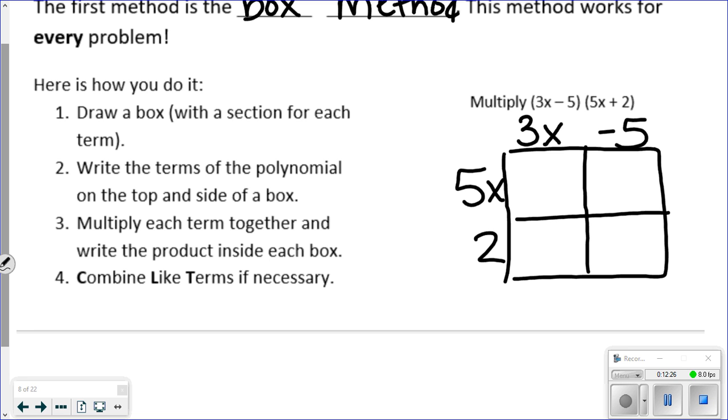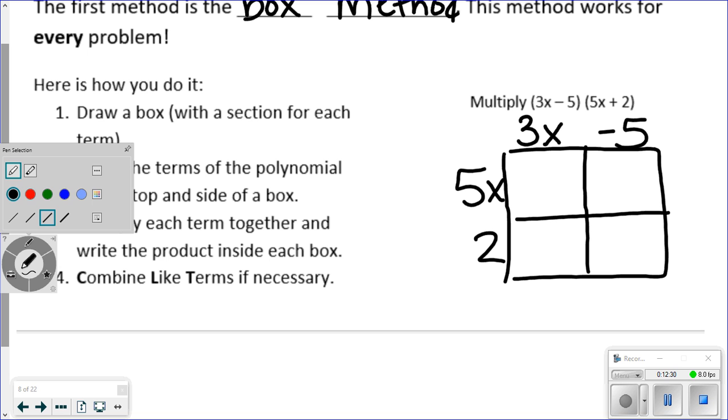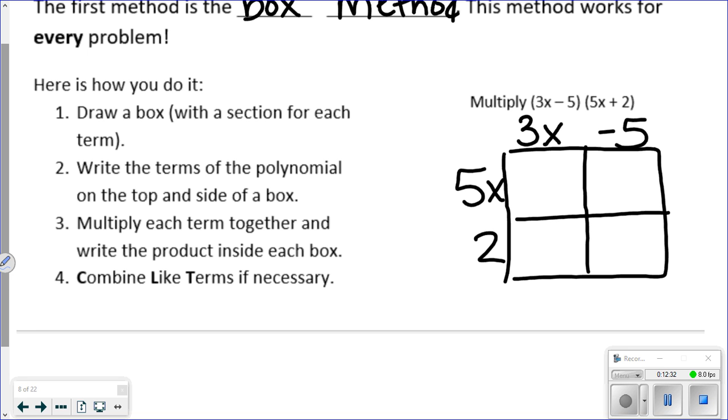Now, it doesn't matter if you put this binomial on the top or on the side. So 3x minus 5 could have been on the side, and 5x + 2 could have been on the top. It doesn't matter, but just make sure the 3x and the -5 are together, and the 5x and 2 are together. Okay, and now we're going to multiply.